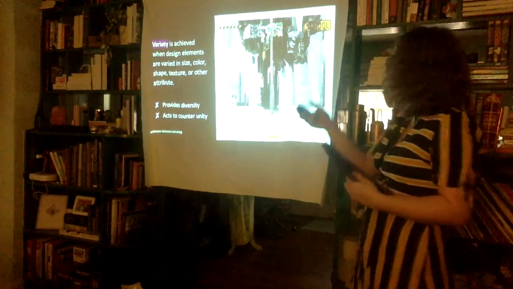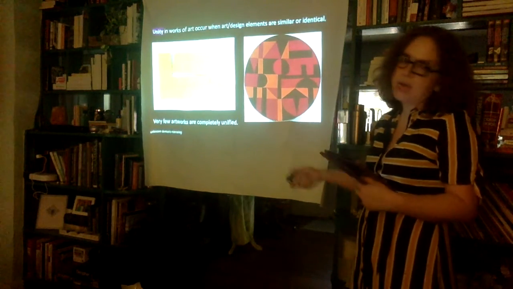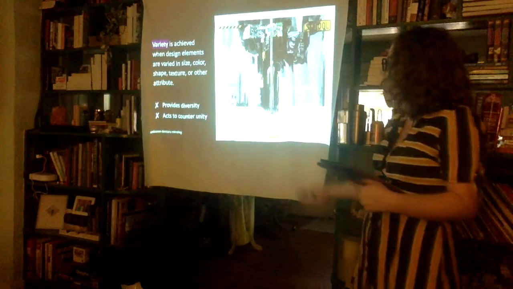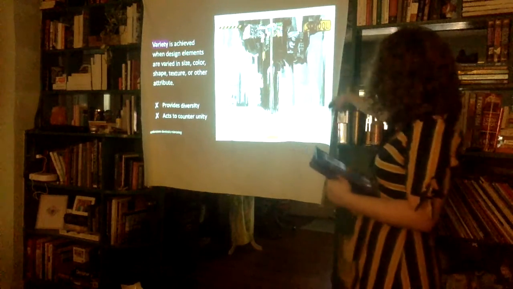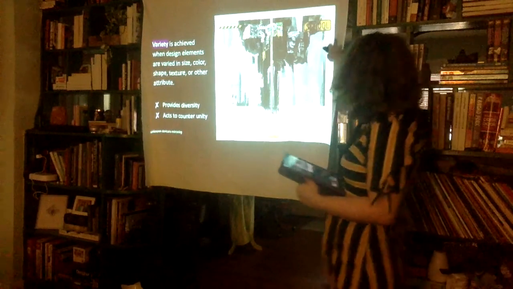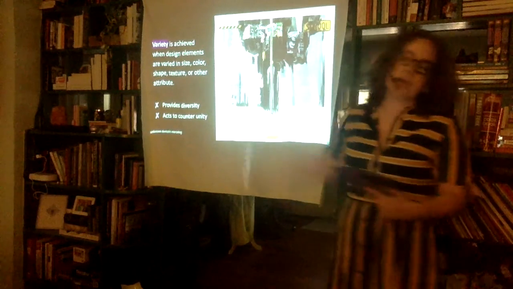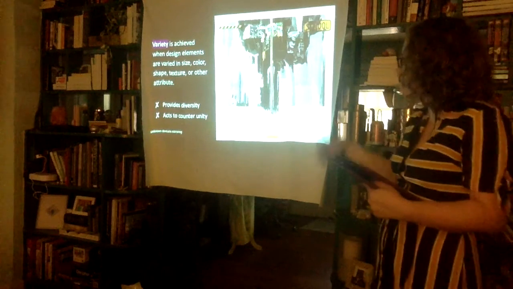And yeah, so this has a lot of variety. If we look back here at unity, everything is kind of cohesive, it goes together. Variety, things that make it more exciting. So everything is varied in size, shape, texture, and color. There's the school bus thing on there. There's multimedia, a lot of different stuff within that painting. So that's variety.